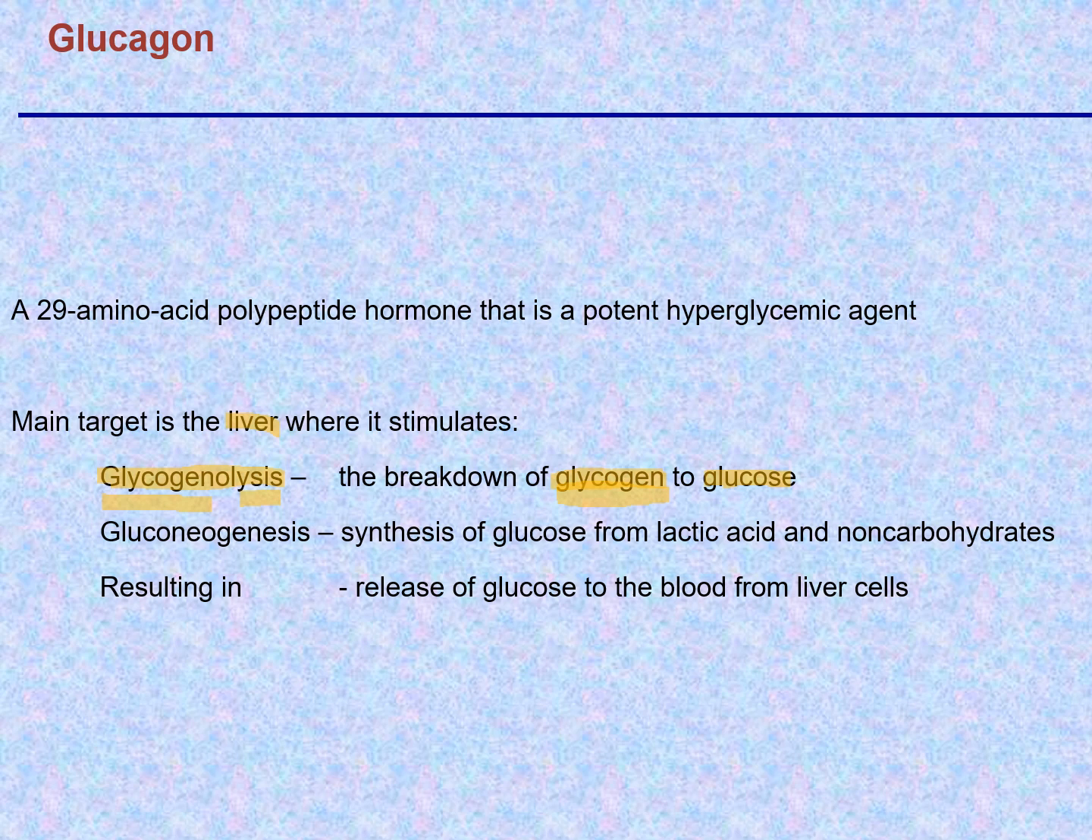The other effect that glucagon has is that it will increase the rate of synthesis of new glucose from non-carbohydrate sources. New glucose is made from lactic acid or protein or lipid, and that process of creation of new glucose is called gluconeogenesis. So it upregulates both glycogenolysis and gluconeogenesis, resulting in an increased level of glucose released into the blood plasma from the liver cells.